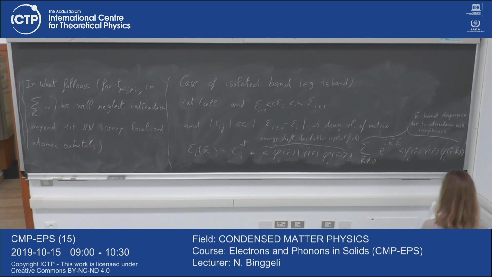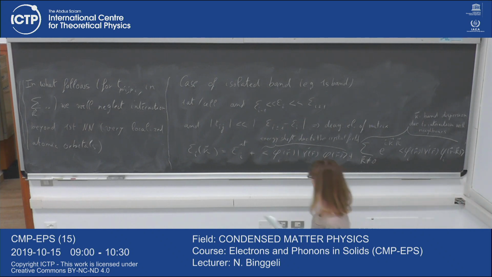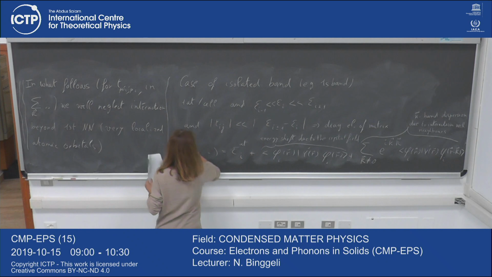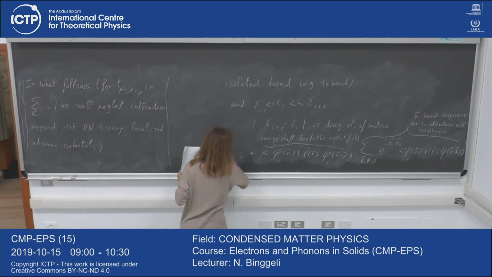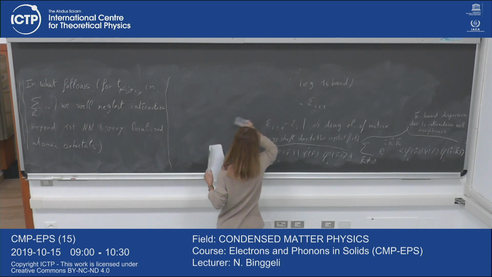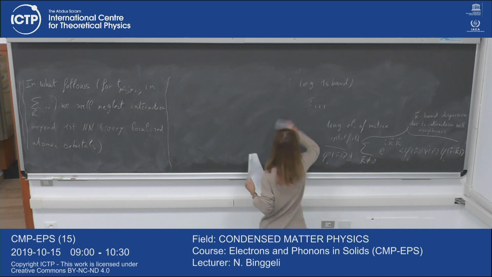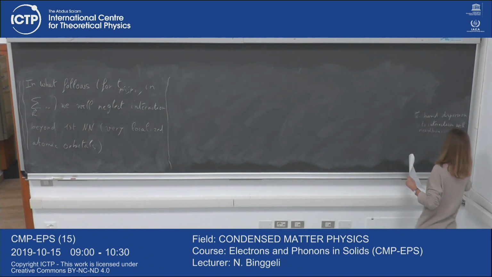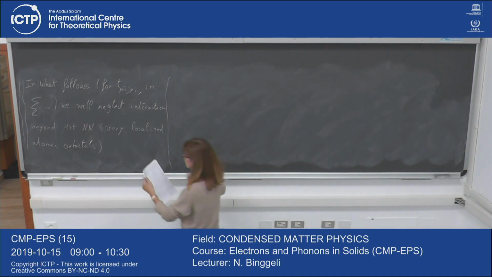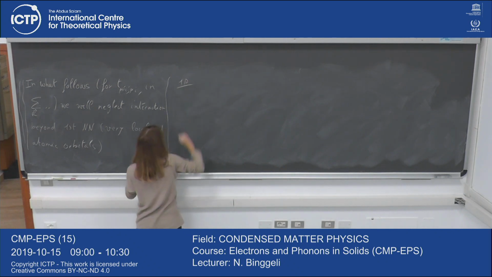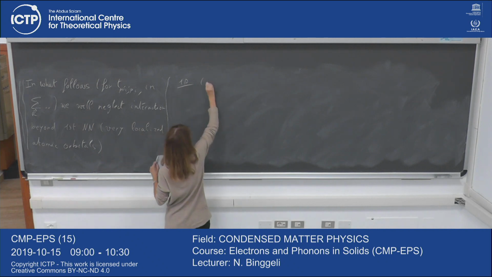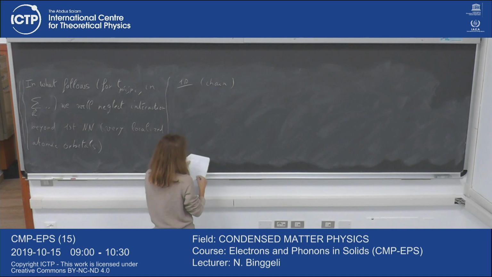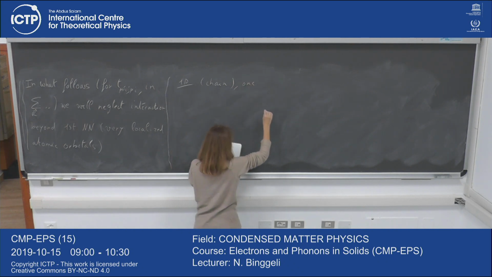All right, so I have a little bit of time just to show you some examples, and I will consider the simplest case of 1s orbitals. So let's consider a simple possible case that is a 1D system, so a chain of atoms, and we consider just a 1s orbital.